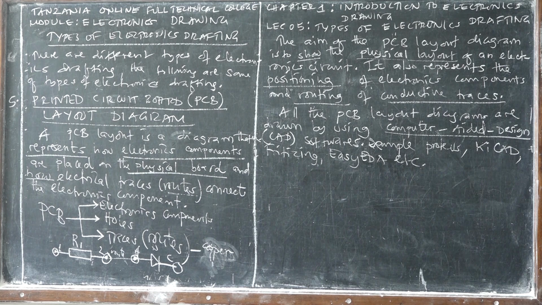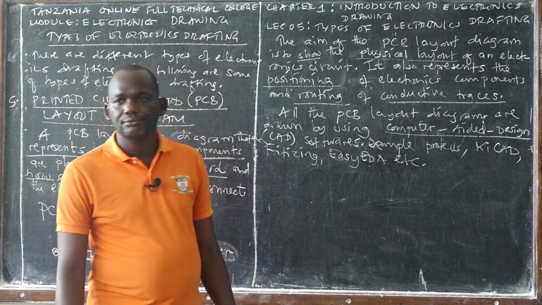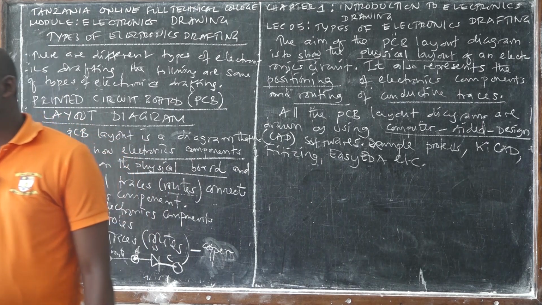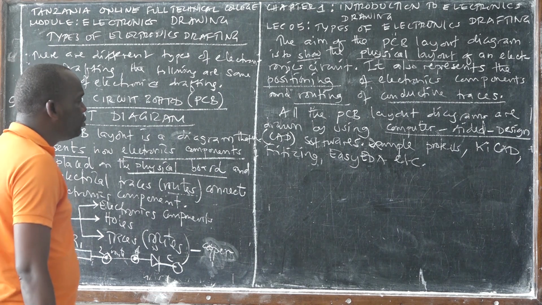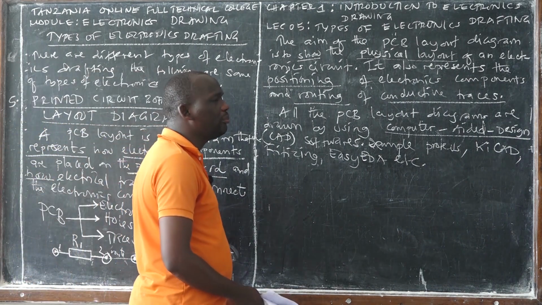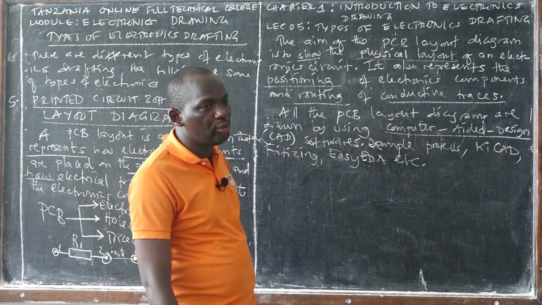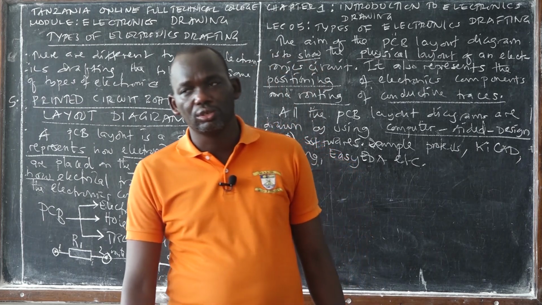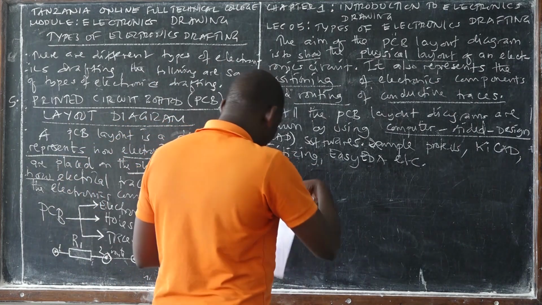But when it comes to PCB layout diagrams, for this case you have to use a computer. That's why it is important for you to have a computer, because without a computer you cannot draw. So all the PCB layout diagrams, all the PCB motherboards that you know in electronics, have been drawn by using a computer. That's one of the applications of the computer that you are expecting to look for. Is it clear?